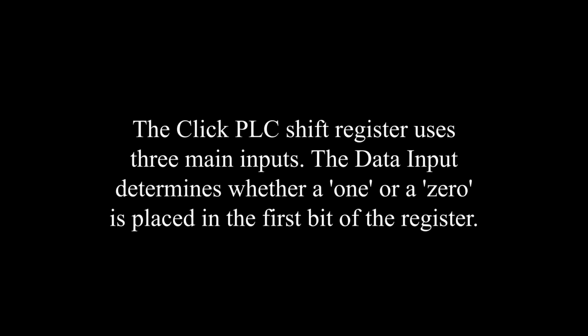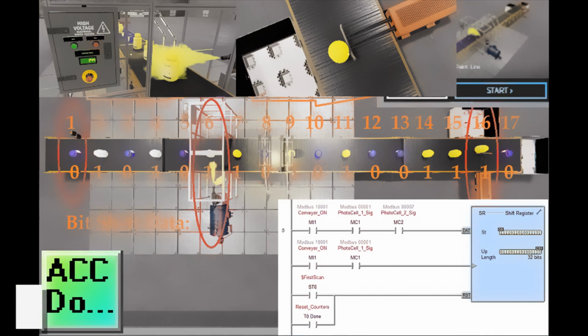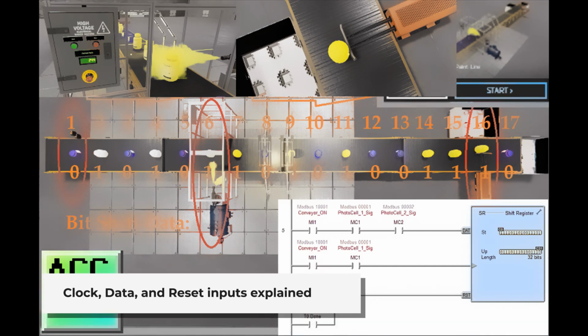The Click PLC shift register uses three main inputs. The data input determines whether a 1 or a 0 is placed in the first bit of the register. The clock input is the trigger that shifts the bits each time it transitions from off to on. The reset input clears the shift register by setting all bits to 0.